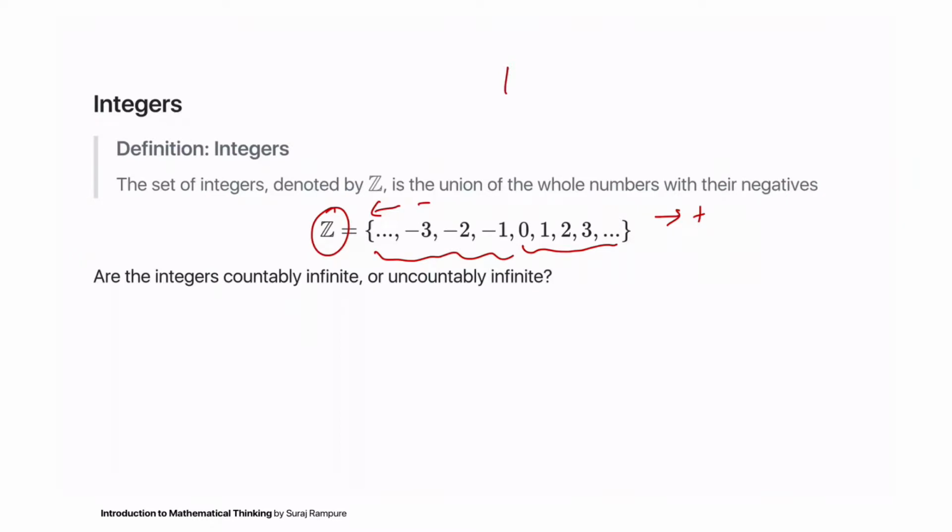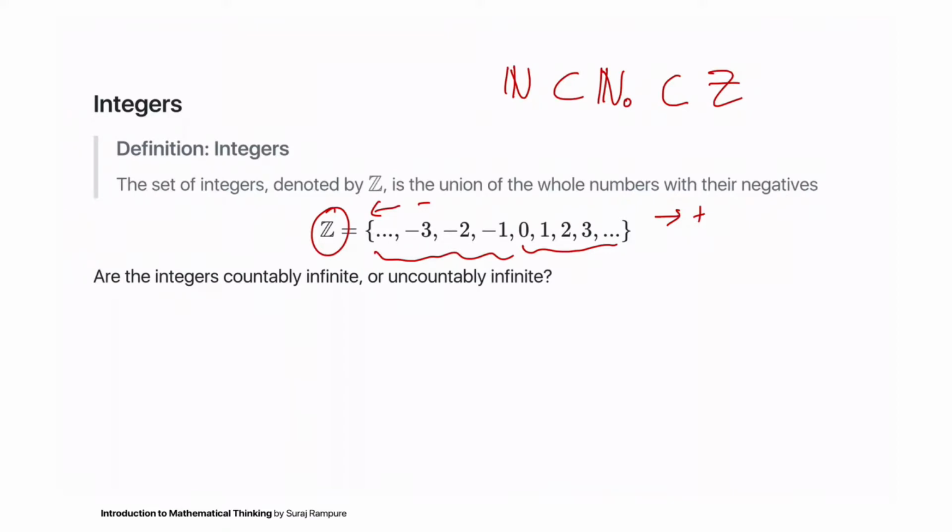And in relation to the other sets we've seen, the natural numbers are a subset of the whole numbers, which are a subset of the integers, okay? So now that we know the definition of what countably infinite and uncountably infinite are, our question should be, are the integers countably infinite or uncountably infinite? So can we find some ordering of the integers that enumerates through the entire set of integers?